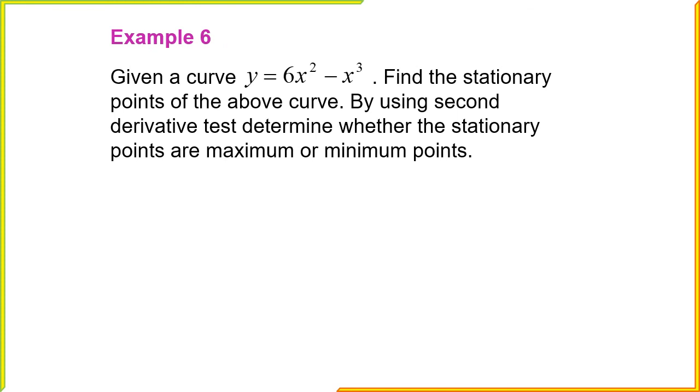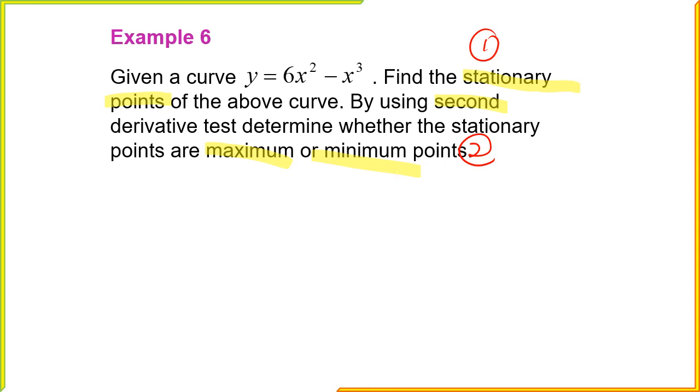Okay, last, example 6. Given a curve y equal to 6x squared minus x cubed. Find the stationary points of the curve. So that is the first task. Then, by using the second derivative test, determine whether the stationary points are maximum or minimum. So the second question is to check the nature.